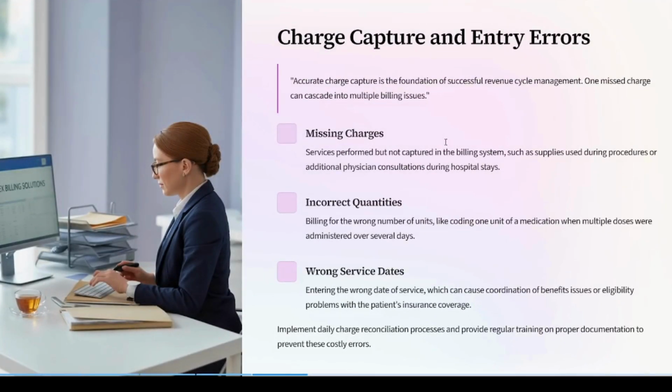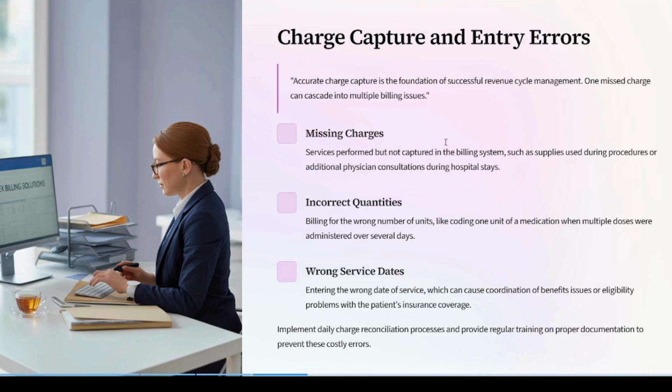Next, we have charge capture and entry errors. Accurate charge capture is the foundation of successful revenue cycle management. One missed charge can cascade into multiple billing issues. All right. And they do have a role called the charge master, which is someone, if you work at a hospital, that is responsible for making sure that the codes and the charges are updated, so you won't have a lot of billing issues when you're billing these claims through the systems that you're using.